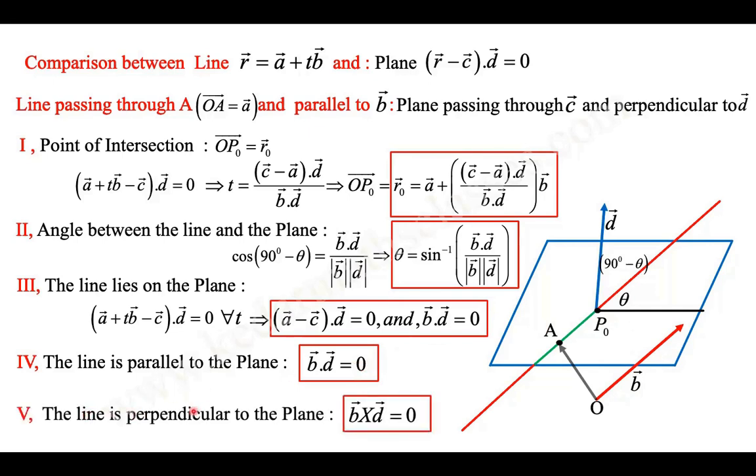And the line is perpendicular to the plane. That line is like this, which means B is parallel to D. B is parallel to D means B cross D should be equal to 0. This is the condition for which that line is perpendicular to the plane. So these things you can observe with common sense. While solving problems, all these things are required at the mains level and advanced level. That is the reason I have discussed them here.